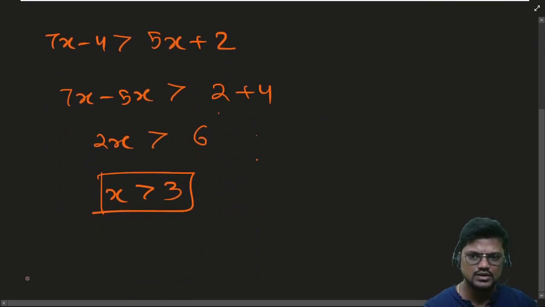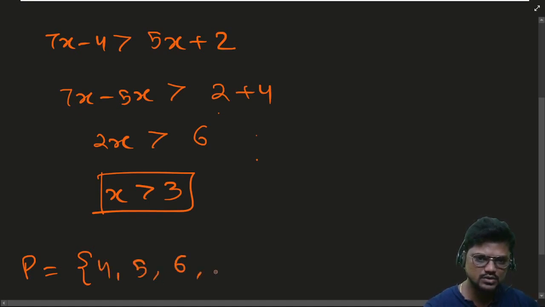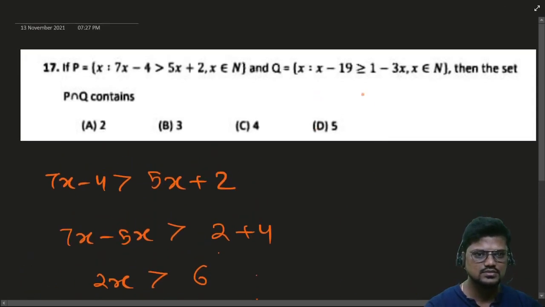So therefore, the set P in the roster form will be what? 4, 5, 6, 7, and so on up to infinity. Yeah, this will be your set P. Next, this set, what does it have?